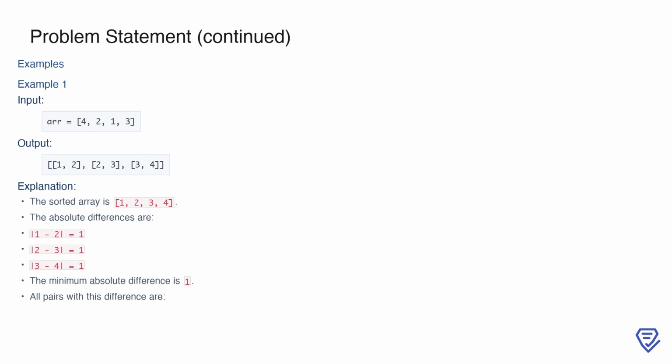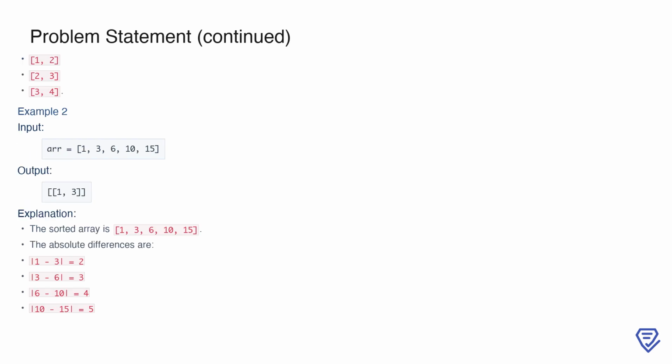Suppose the input array is 4, 2, 1, 3. First, we sort the array, which gives us 1, 2, 3, 4. Then, we calculate the absolute differences between adjacent elements in the sorted array. For example, the difference between 1 and 2 is 1, between 2 and 3 is also 1, and between 3 and 4 is 1. The minimum absolute difference here is 1. Now, we find all pairs of elements that have this difference. These pairs are [1, 2], [2, 3], and [3, 4]. These pairs are then returned as the output in a sorted list.